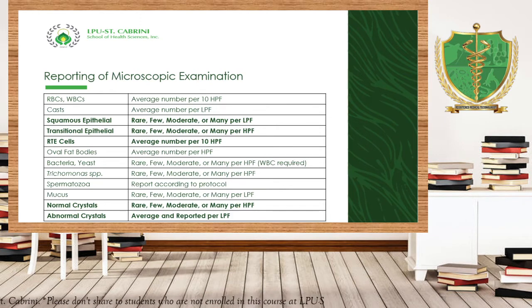For RTE, you're going to get the average per 10 visual fields, that is high power field. For transitional epithelial cells, the same thing with squamous epithelial cells: rare, few, moderate, and many. Oval fat bodies, average per high power field. Bacteria, yeast: no, rare, few, moderate, many per high power field, and no WBC should be required.